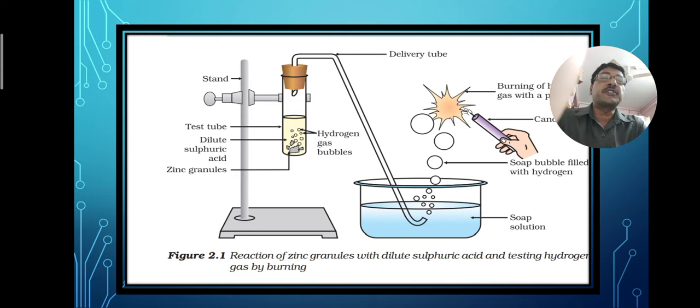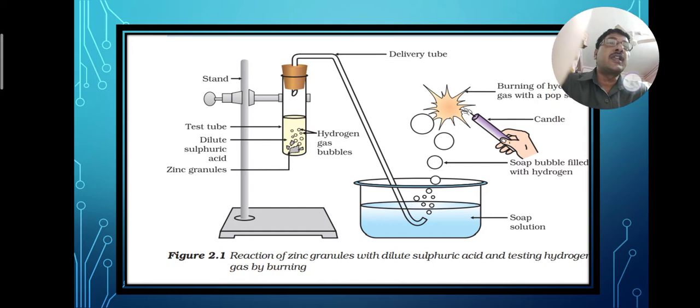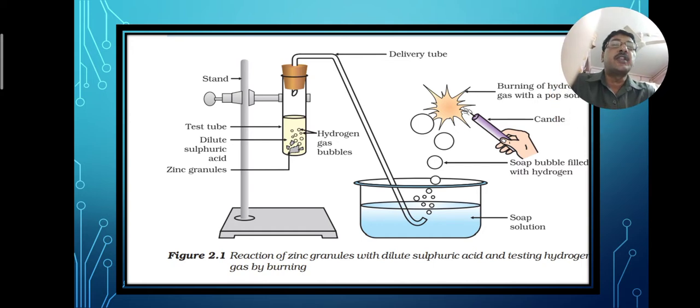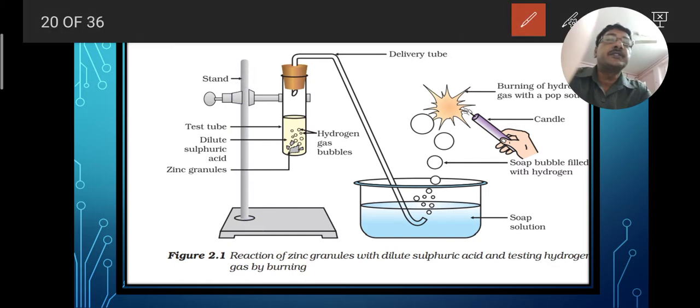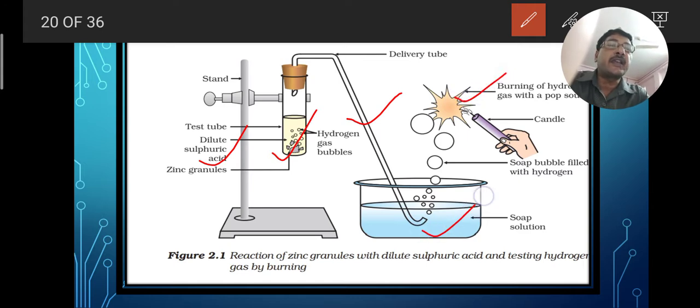let us see this figure which is given here: reaction of zinc granules with dilute sulfuric acid and testing the hydrogen gas, whether hydrogen gas is evolved during the chemical reaction of the metals with the acids. Here we have taken one iron stand, this is the boiling tube, and this is the delivery tube. Here we have taken the burning match stick. This is the container in which we have taken the soap solution, and after that the delivery tube is passed into this solution.